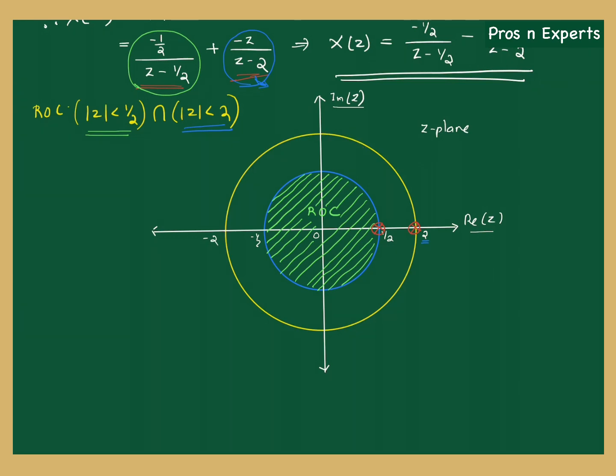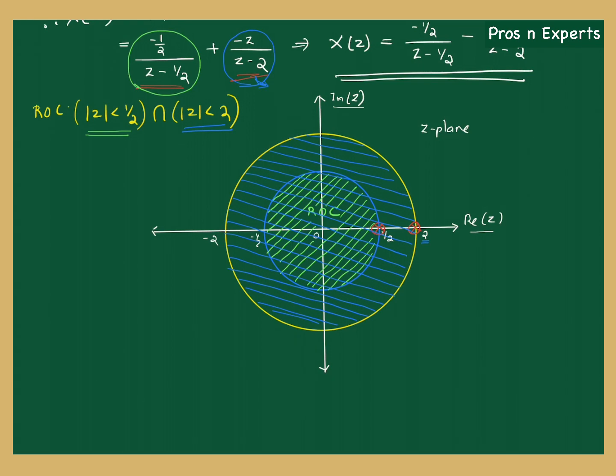Because this is again a left sided signal, whatever you see inside the circle will give you the ROC for the second term, the ROC corresponding to the pole z equal to 2, that is mod z less than 2. Okay, so this is it. I have shaded in green the ROC corresponding to the first term alone, and I have shaded in blue the ROC corresponding to the second term alone.